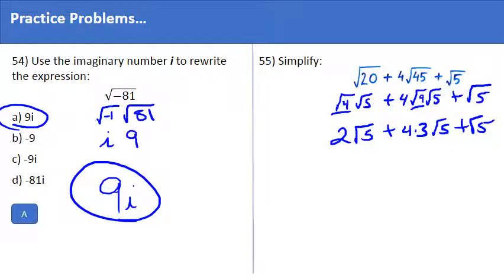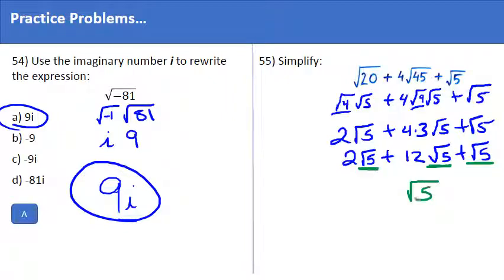All right, so now we need to take that 4 times 3. So I have 2 square root of 5 plus 12, because 4 times 3 is 12, and the square root of 5 plus the square root of 5. Now, when you are adding or subtracting square roots, it's just like adding and subtracting variables. You have to have the same numbers underneath the square root. Notice that we have square root of 5s on all of them, so we can combine them. We get 2 plus 12 plus 1, so that gives me 15 on the square root of 5 as your answer.